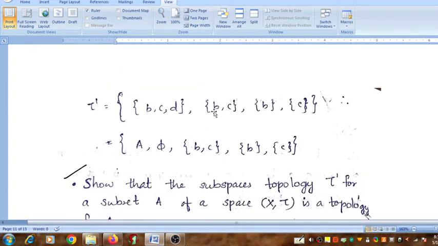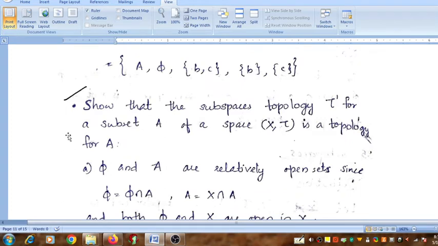Thus, you can see that by taking the intersection of A with each element of the topology tau, that is the topology of the given space X, we can obtain the relative topology of the subset A.